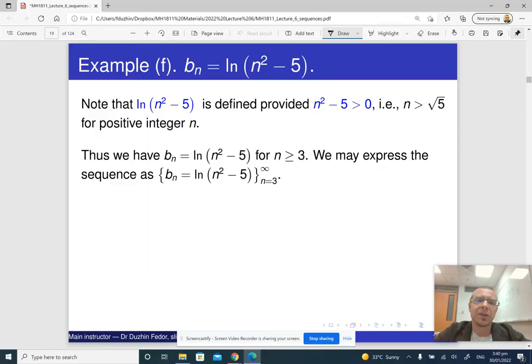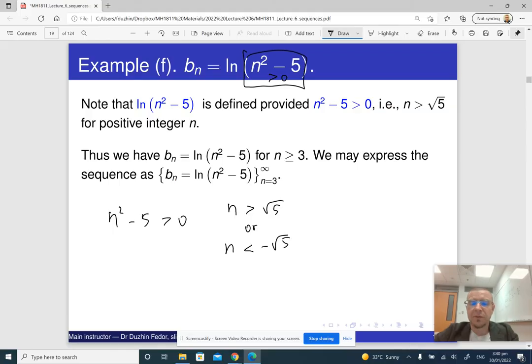Let me explain the starting index of this other sequence, ln of n squared minus 5. Here again, the input of logarithms should be strictly positive. So n squared minus 5 should be strictly positive, which means that n should be either bigger than square root of 5, or n should be smaller than negative square root of 5. But since we are working with a sequence, if we worked with a function, then we should have included both into the domain. But since a sequence should start at some point, it's going to be defined for all values of n bigger than the given one.